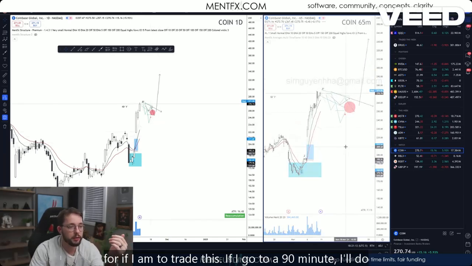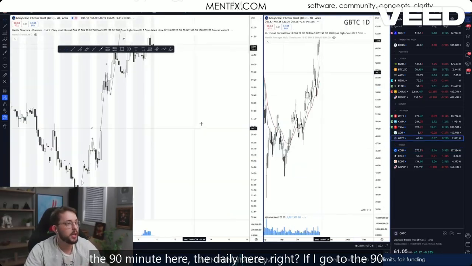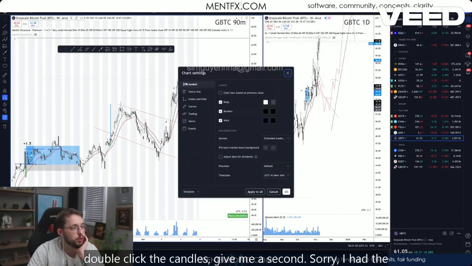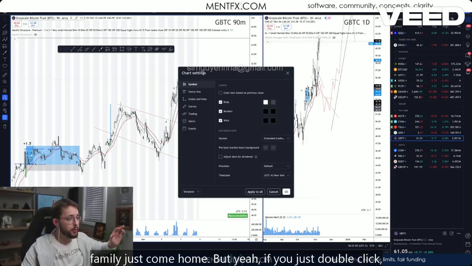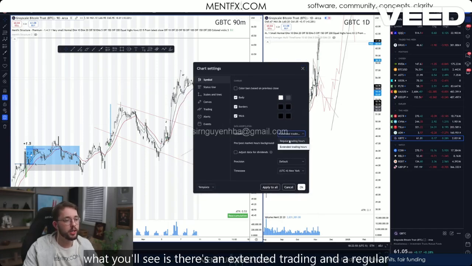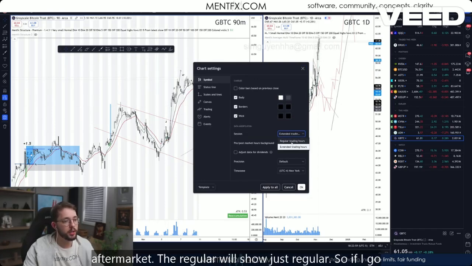If I go to a 90-minute, I'll do the 90-minute here, the daily here. If I go to the 90-minute, this is just including the data here. So if you double click the candles, give me a second. Sorry, I had the family just come home, but if you double click, what you'll see is there's an extended trading and a regular trading hours. The extended will show the pre-market and aftermarket. The regular will show just regular.